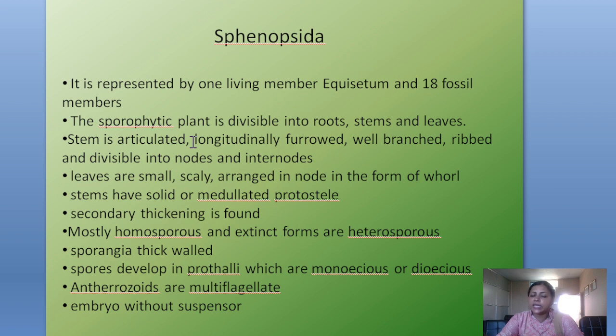And the secondary thickenings are found if you touch the Sphenopsida stem, a very hard type. The spores they produce are mostly homosporous, but the fossil groups were heterosporous. The sporangium is very thick walled. The spores develop into a prothallus, monoecious or dioecious, and the antherozoids are multiflagellate. Antherozoids are the male sperm. These are multiflagellate, and the embryo is without any suspensor.